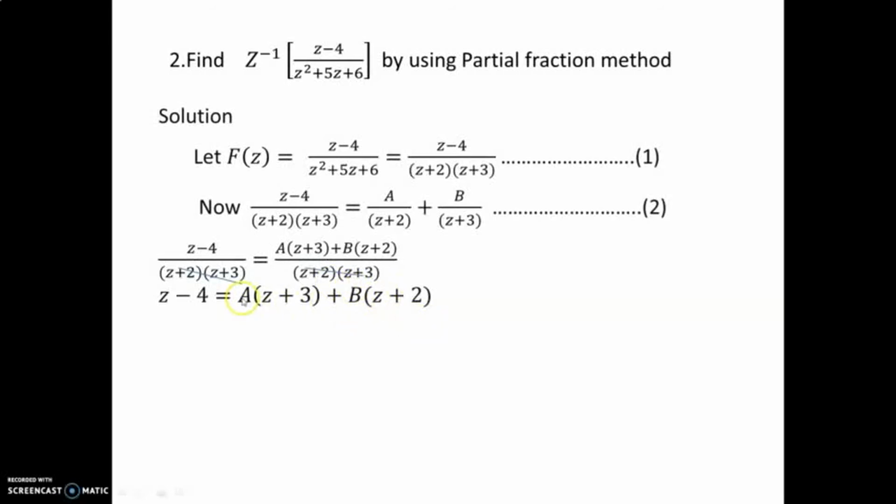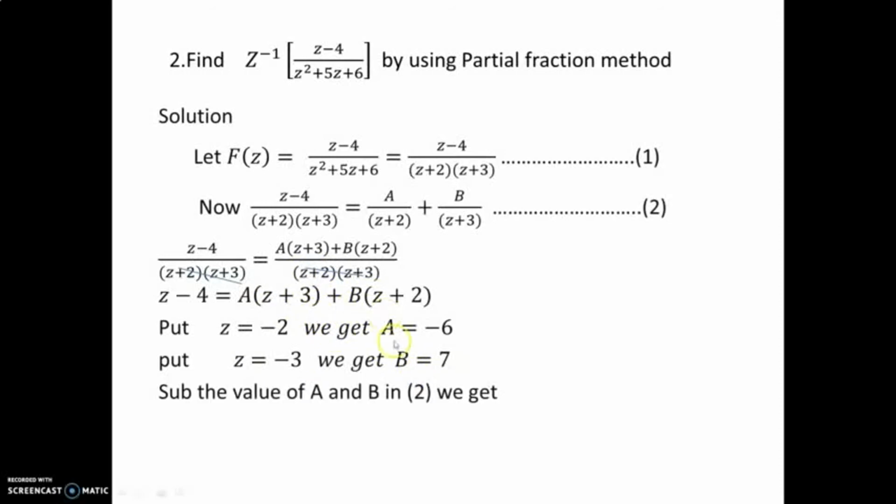B cancelled. We get the value of a. Put z equal to minus 3, a cancelled, we get the value of b. So put z equal to minus 2, we get a equal to minus 6, z equal to minus 3, we get b equal to 7. Substitute the value of a and b in second equation. We get (z minus 4) by (z plus 2) into (z plus 3) equal to minus 6 by (z plus 2) plus 7 divided by (z plus 3).